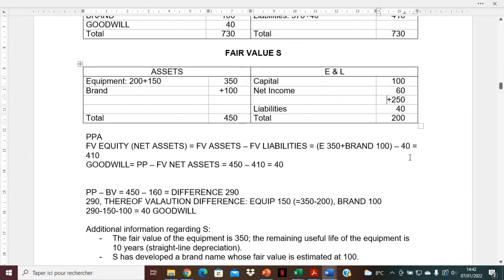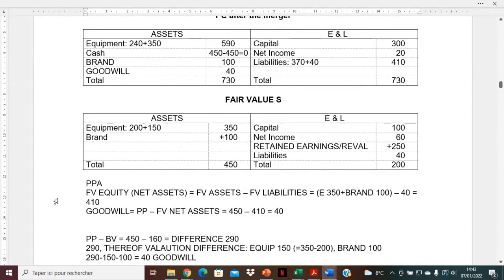Now, how do you call this item? Here, the 250 doesn't really matter. So, for example, I could put this in retained earnings or revaluation, whatever. It doesn't matter. Why? Well, because in the consolidation process, the 250 will disappear anyway, and therefore it's not relevant. It doesn't matter.